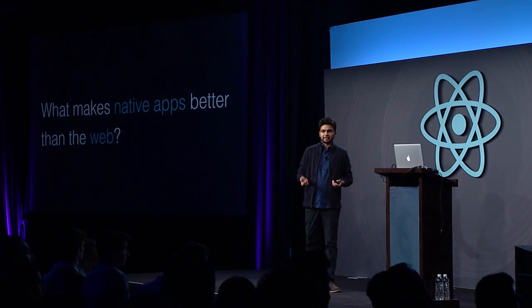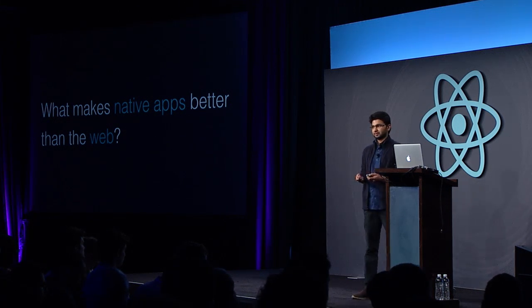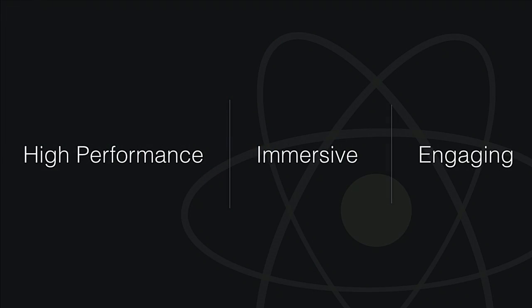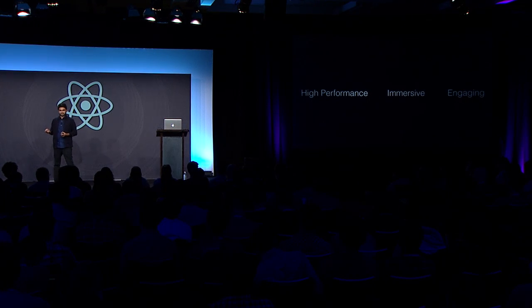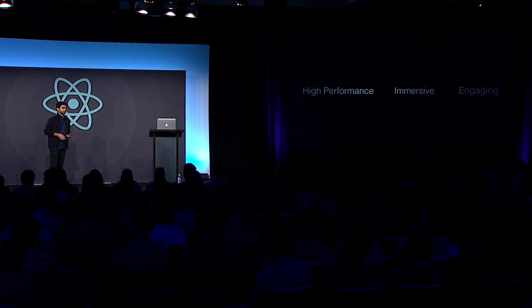So what is it that makes native apps better than the web? That's the question we asked once we shut down our mobile website. And in retrospect, we identified 3 core pillars that give native apps an edge over mobile web apps: high performance, immersiveness, and the engaging tools that native apps have. We decided that we were going to bring all this goodness to the mobile web, and that was the genesis of Flipkart Lite. So let's look at how to do this.